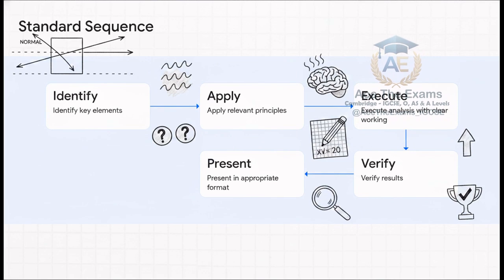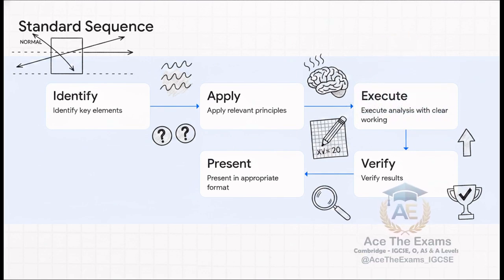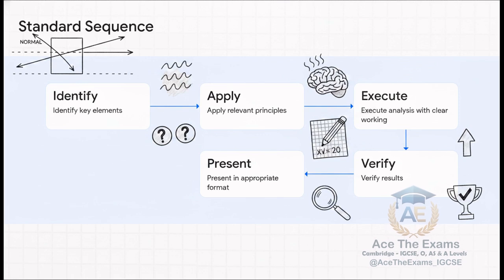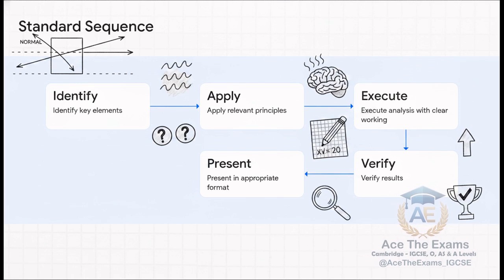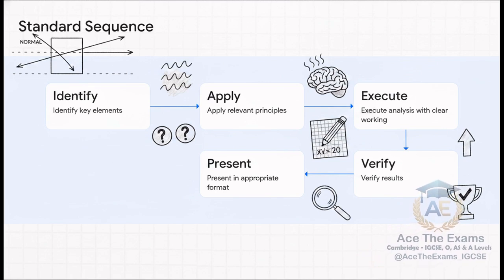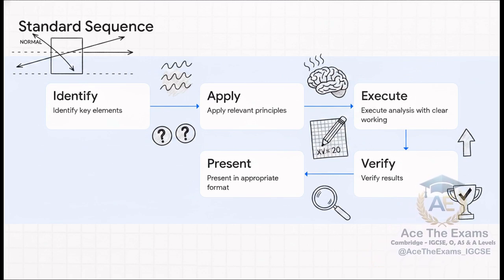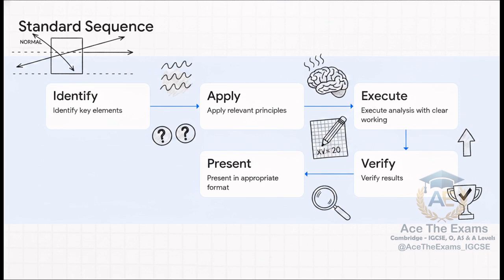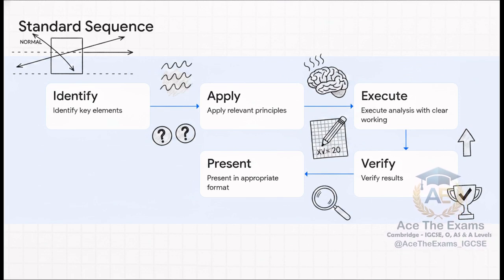Let's imagine a classic high-mark past paper question on refraction due to a change of speed. Step 1, identify the key elements. What are the two specific mediums involved? Are we going from air to glass? Step 2, apply the relevant principles. The wave speed changes, which means the direction changes. Step 3, execute your analysis with clear working. Draw your diagram clearly or write out Snell's law before plugging in the numbers.